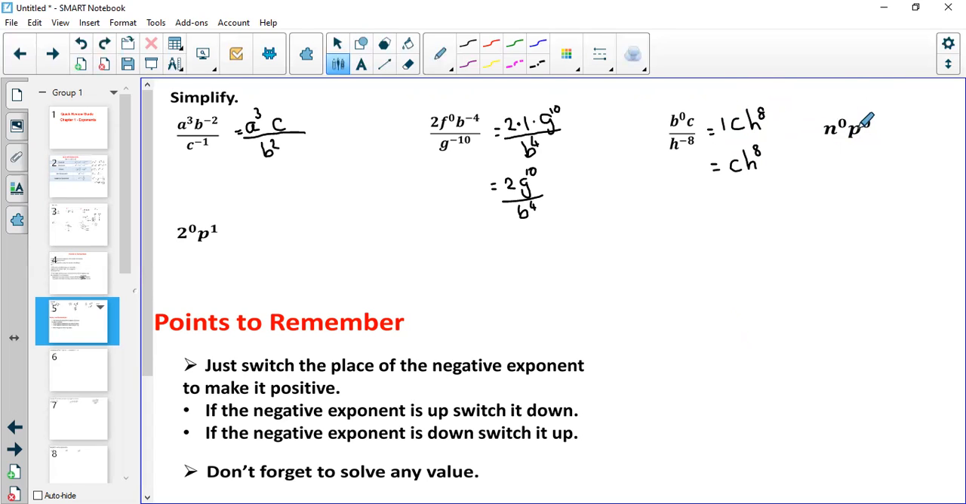Now here, both of them have 0 power. So n to the power of 0 is going to be 1, and that multiplied by p to the power of 0 is also 1. So what's going to be the answer? 1. 1 multiplied by 1 is 1.